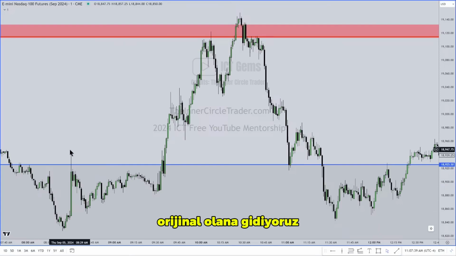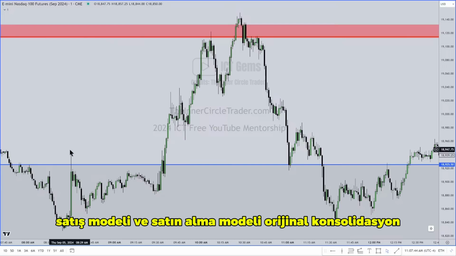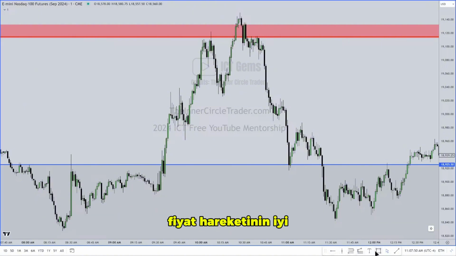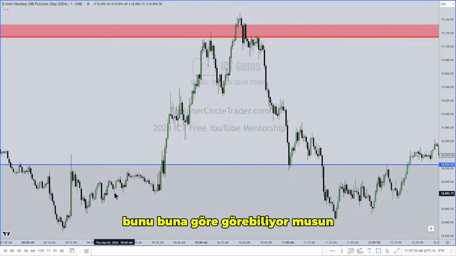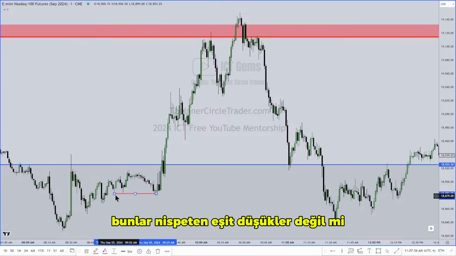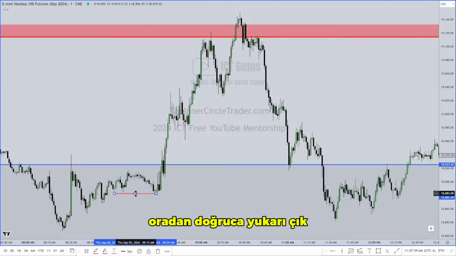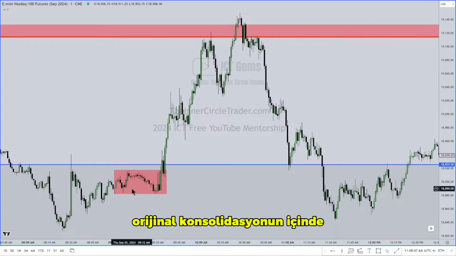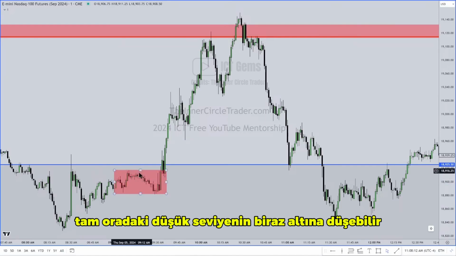Our eye goes for the original what? What's the rules for a market maker sell model and buy model? The original consolidation. That means your eye is looking for a perfect little box of price action. Well, can you see that this to this, those are relatively equal lows, right? Go straight up from there. What do you have? That's your original consolidation. Inside the original consolidation, go back to the original rules. This is old stuff. It can drop down slightly below that low right there, which is what you get.